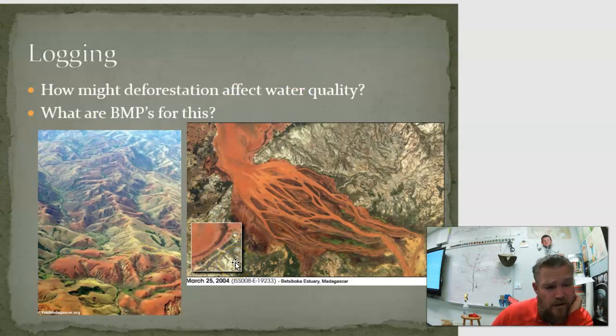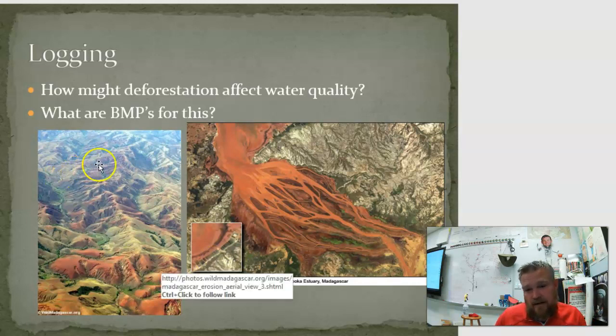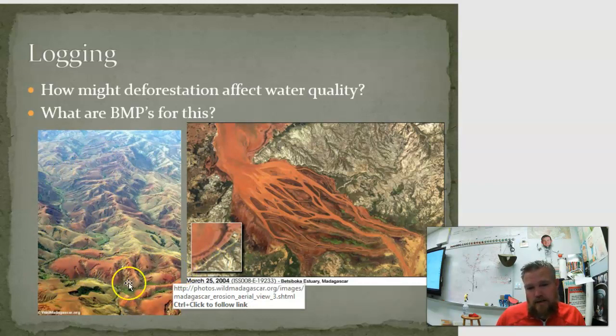Logging is an urban development issue. We need wood, right? And so we go and log it, and this is an area that had trees, and now it's been logged, right? And it strips away the trees, which then causes erosion.